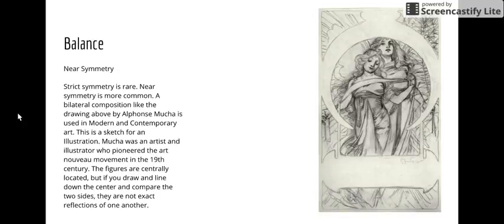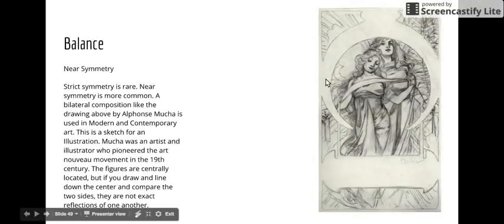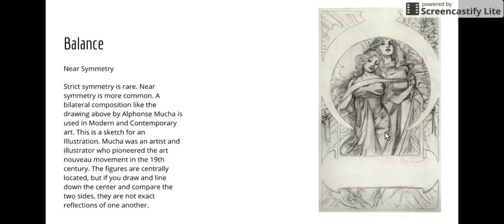This is a sketch for an illustration. Mucha was an artist and illustrator who pioneered the Art Nouveau movement in the 19th century, and you'll probably talk specifically about that a little bit later on. You notice that the figures are centrally located, and if you draw a line down the center and compare the two sides, they're not exact mirror images of one another. Now, this shape is completely symmetrical, and this shape is completely symmetrical, but when you look in these two figures here, they're centrally located, but they're not mirror images. So near symmetry is a lot more common.